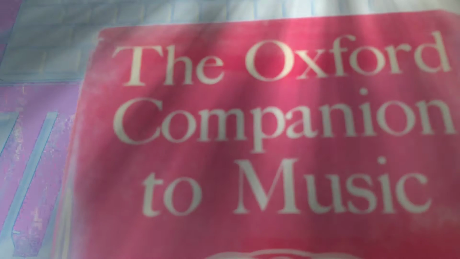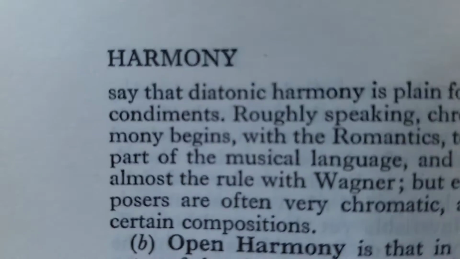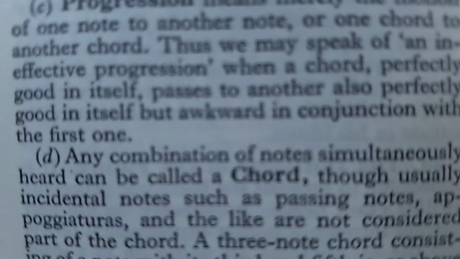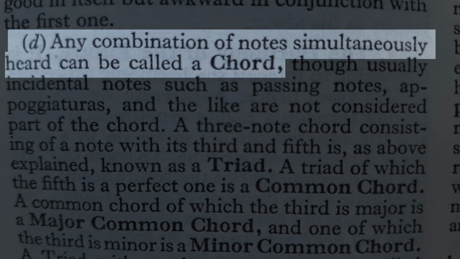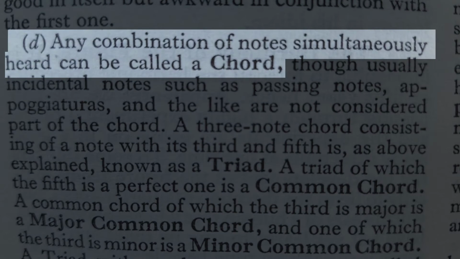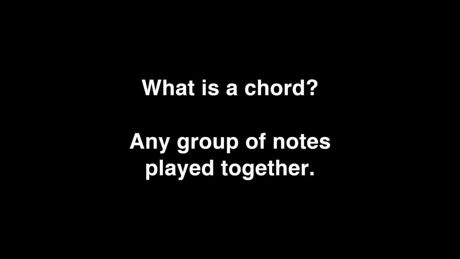First we need to answer the question, what is a chord? To find the answer to that, we'll look in the Oxford Companion to Music. Here under harmony, just beneath food, condiments, and Wagner, we find the following definition. Any combination of notes simultaneously heard can be called a chord. So any group of notes played together can be called a chord.